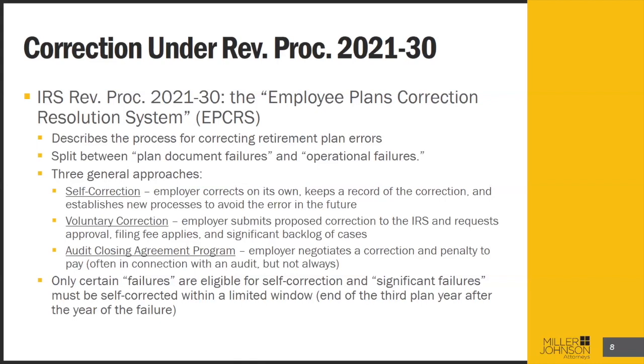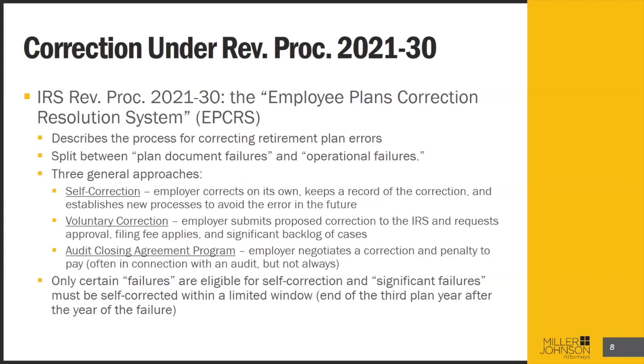And so there are really three general approaches for correcting failures to a retirement plan. The first is the easiest and the quickest and the least expensive. And that's what we refer to as self-correction. That's where the employer identifies the mistake, corrects it on its own based on guidance under EPCRS, keeps a record of the correction, and then establishes new processes to avoid the error in the future. Not all errors can be self-corrected, which we'll talk about today.